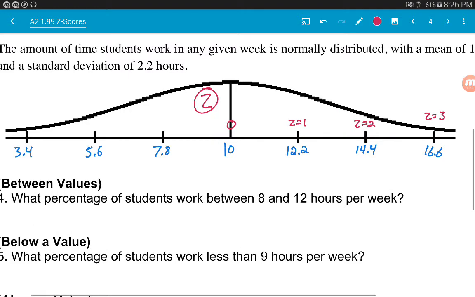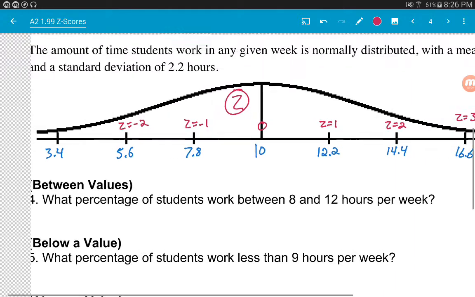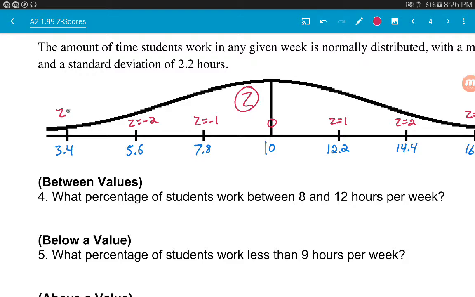As I move to the left, it's the same thing except negative. So this is z equals negative 1. Here is z equals negative 2. And over here is z equals negative 3.